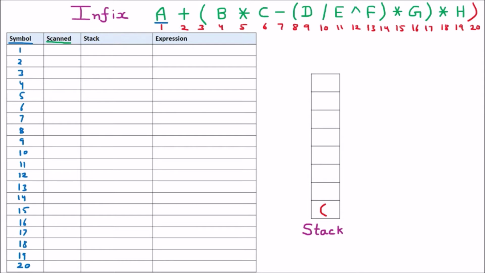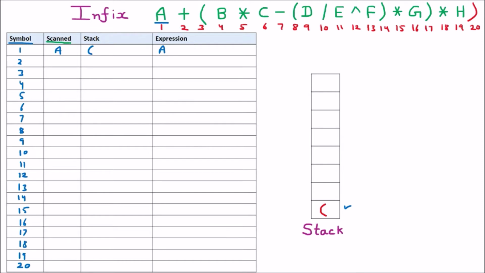So A is scanned first, and A is here. Now as per the algorithm, whenever we scan something and an operand is encountered, like A, B, C, D, it goes directly to the expression. This is the postfix expression. So it is going directly here, which is A. Now in the stack entry, we know that one symbol is already present in the stack, which is the starting bracket. So the stack is not empty; one starting bracket is already present.